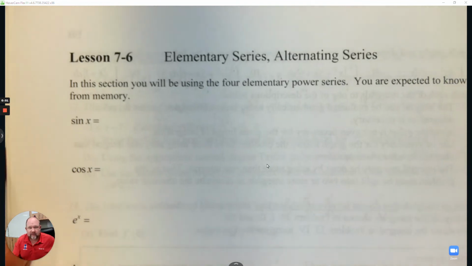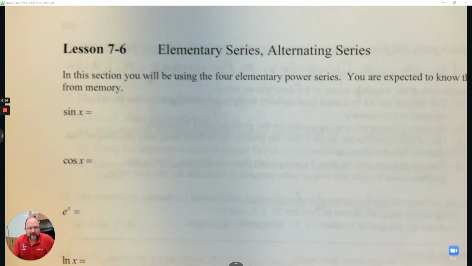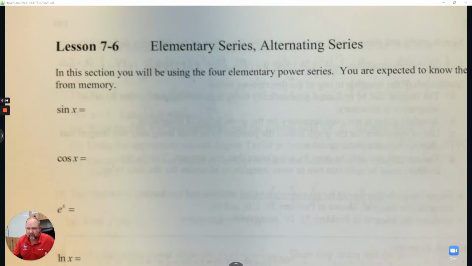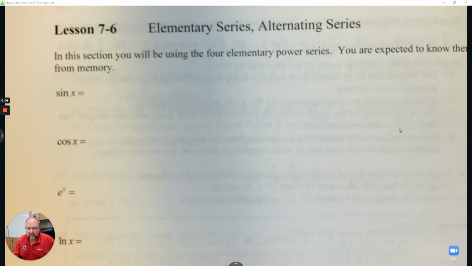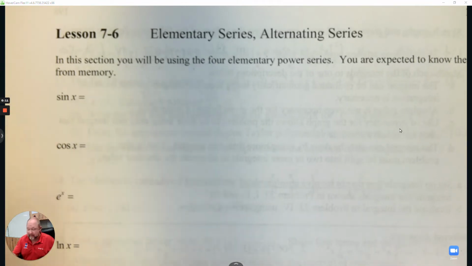All right, lesson 7.6, elementary series, alternating series. There are 4 foundational series that you have to have memorized. And I'm going to write them out right now, and you need to know them and their power and their pattern.